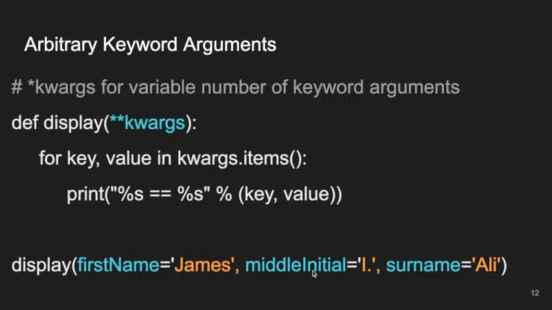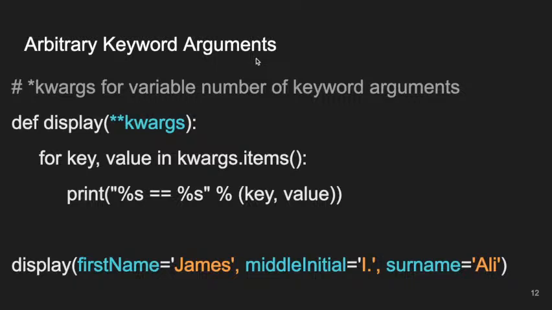All right, then we have middle initial here, which is the keyword, and the value is I dot. And then surname, which is a keyword, and then Ali, which is its value. So with this, you have the flexibility to define your key and value when you use the double star. We call this keyword arguments.